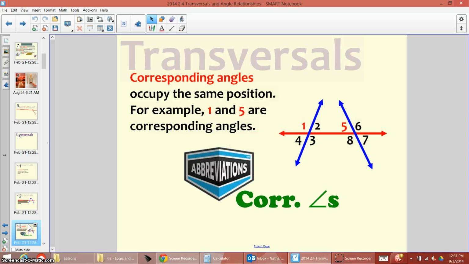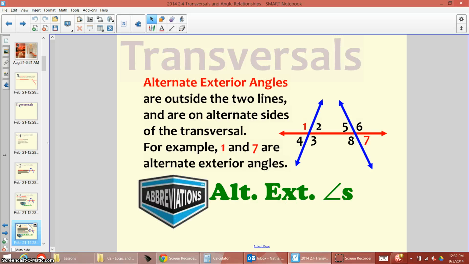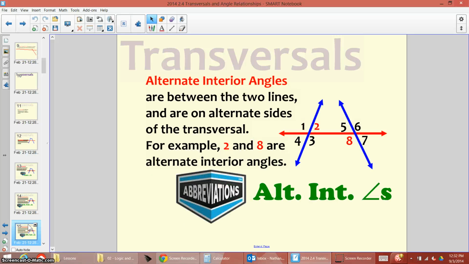Now if we look at corresponding angles, we've talked about this before, but that means that 1 and 5 are in the same place. They occupy the same position on the different blue lines. Okay, if we talk about alternate exterior, then they're outside of the two lines being cut, and they're on opposite sides of the transversal. So 1 and 7 is a great example of an alternate exterior angle.